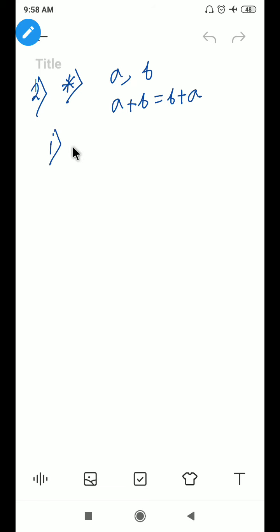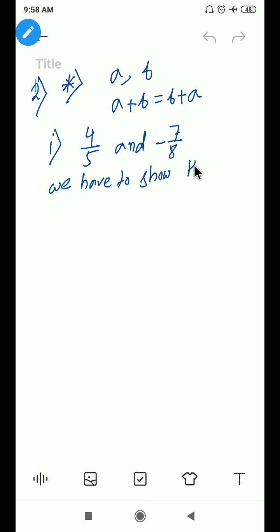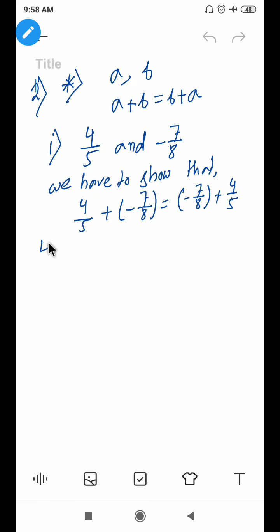So let's start. Question number 1 is given: 4 by 5 and minus 7 by 8. If the commutative property holds for these two numbers, then we have to show that A plus B, that means 4 by 5 plus minus 7 by 8, is equal to minus 7 by 8 plus 4 by 5. Now do LHS.